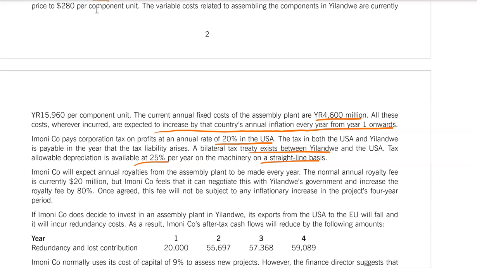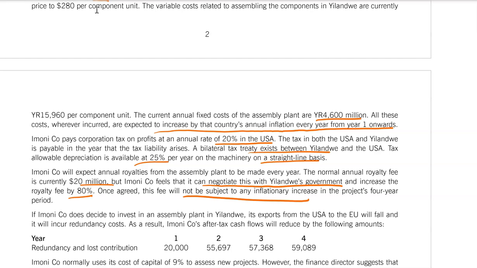The mining company will expect an annual royalty from the assembly plant to be paid every year. The normal annual royalty fee is $20 million, but the company feels that it can negotiate with the government to increase the royalty fee by 80%. So we will assume that the company will get a successful negotiation, and the royalty will increase by 80% to 36 million. This will be an assumption. Once agreed, this fee will not be subject to any inflationary increase, so the royalty will not change with inflation.